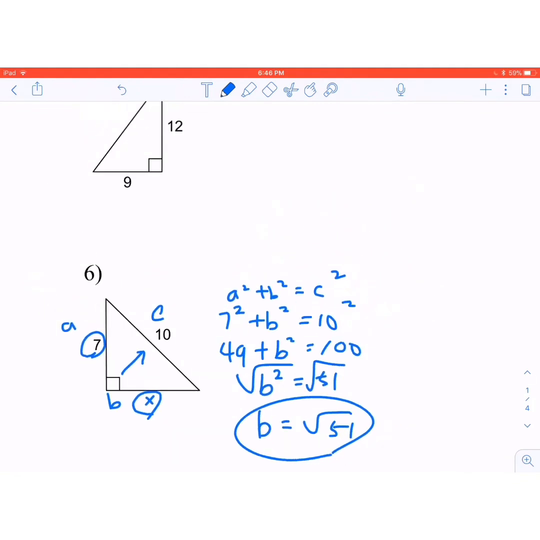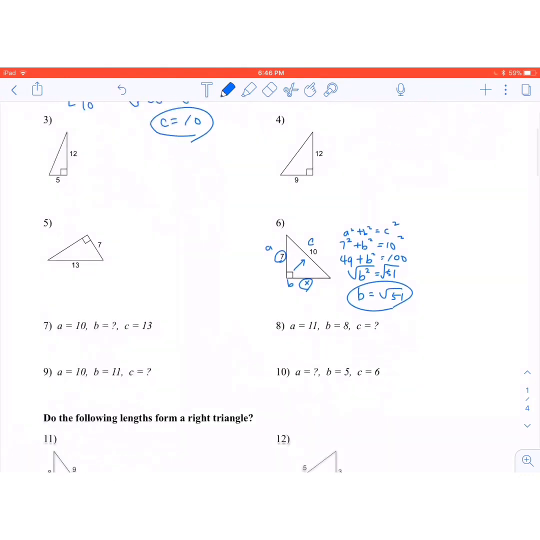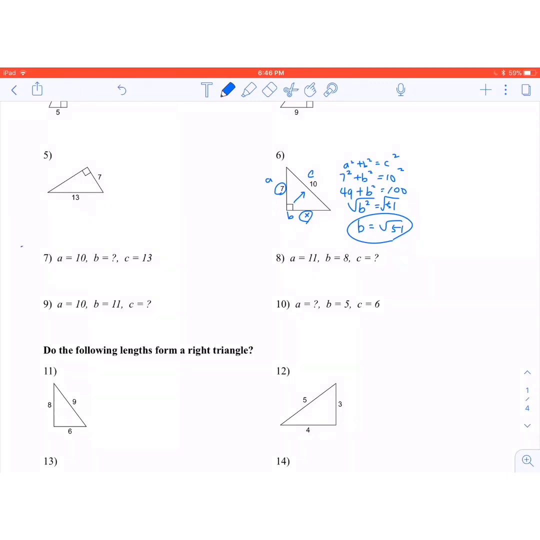So again, that's how you use the Pythagorean theorem. If you don't know the length of something in a right triangle, you use the Pythagorean theorem to figure out what the missing length is going to be. You can still apply the same idea even if you're not given a picture of a triangle.